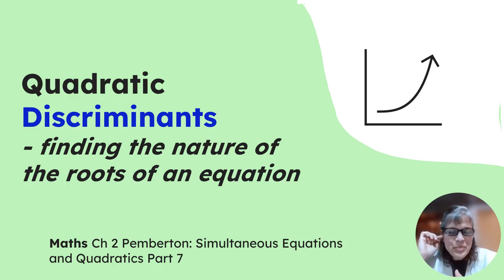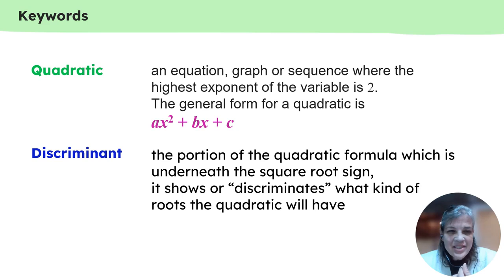Hi, and welcome to part 7 of simultaneous equations and quadratics. We're going to be talking in this lesson about how to find what kind of roots a quadratic function is going to have based on a small part of the quadratic formula called the discriminant. Okay, so let's get started.